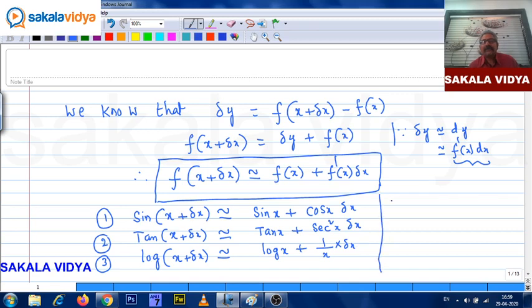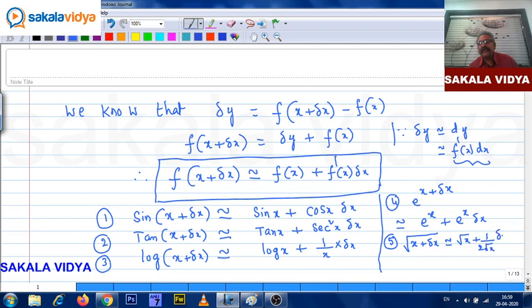If you want to find e power x plus delta x, this is approximately equal to e power x plus e power x multiplied by delta x. Similarly, if you want to find root of x plus delta x, that means approximate square roots, we get root x plus the root x derivative, 1 by 2 root x, into delta x. So this is the use of the formula.